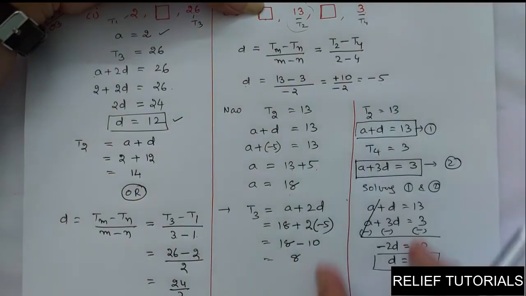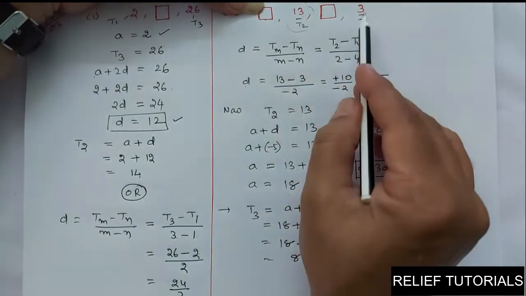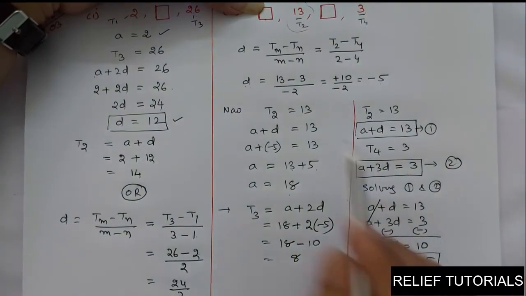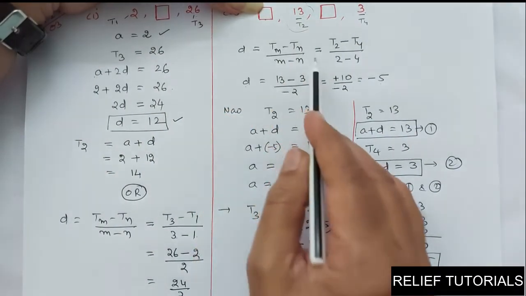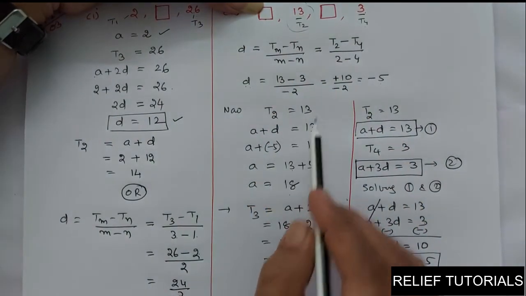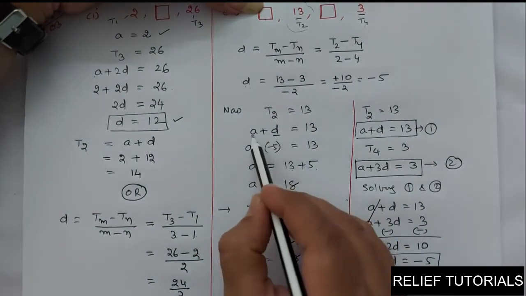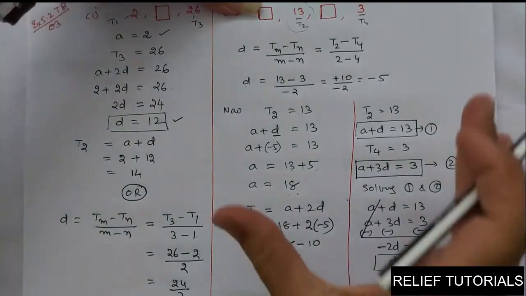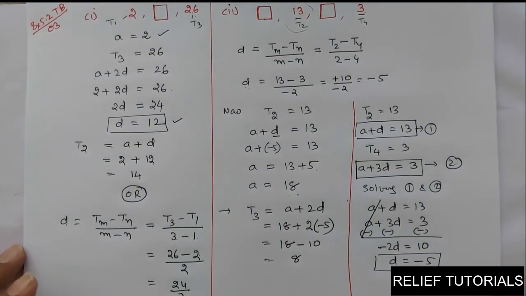So either you solve these two equations and obtain A and D, or just from here you can find D directly, and then you have T2 is equal to 13. So A plus D is equal to 13. You have D, you will put it here, so you will get the value of A. Have you seen the structure of the problem? Clear? So any method you can use.